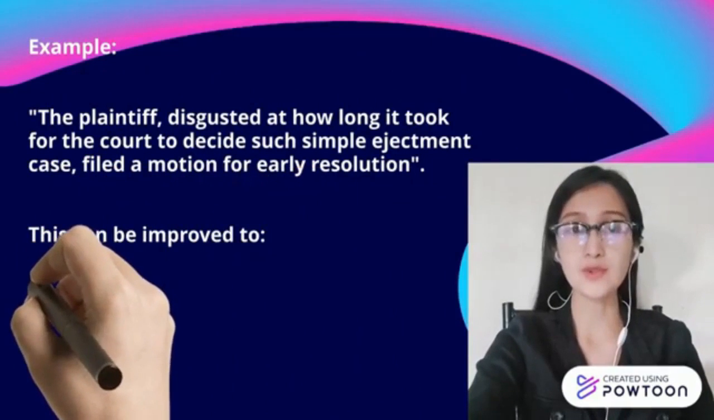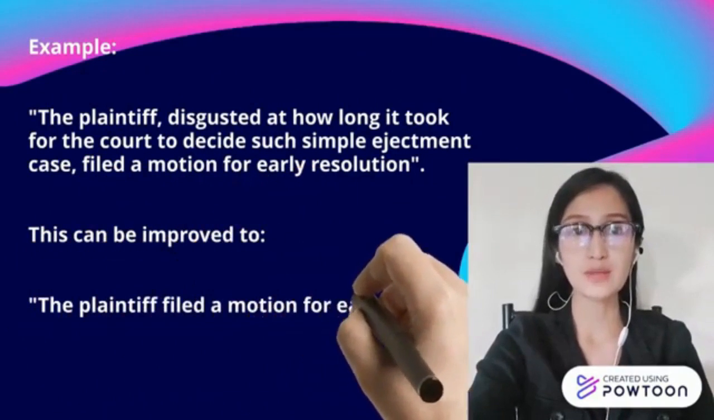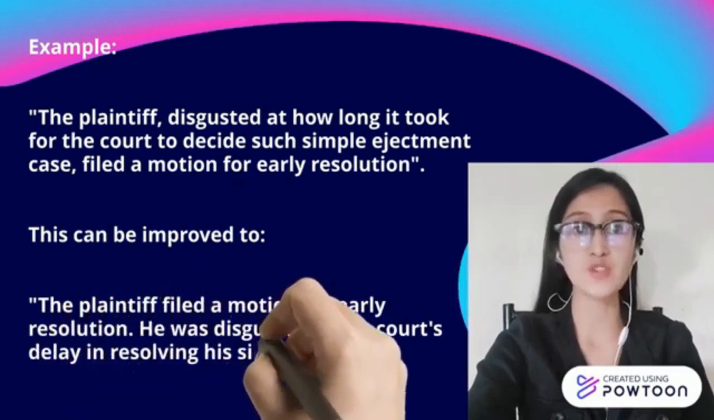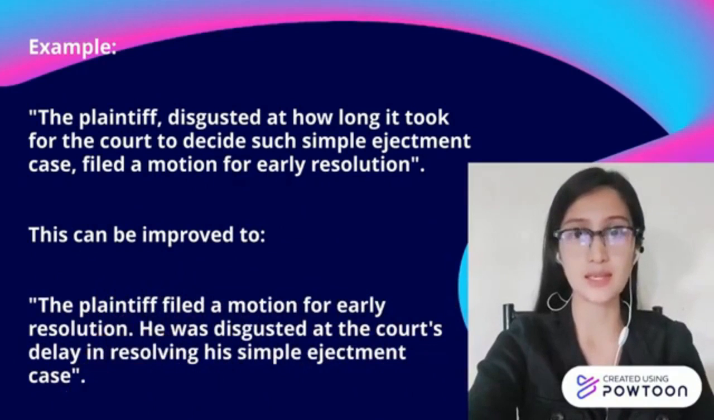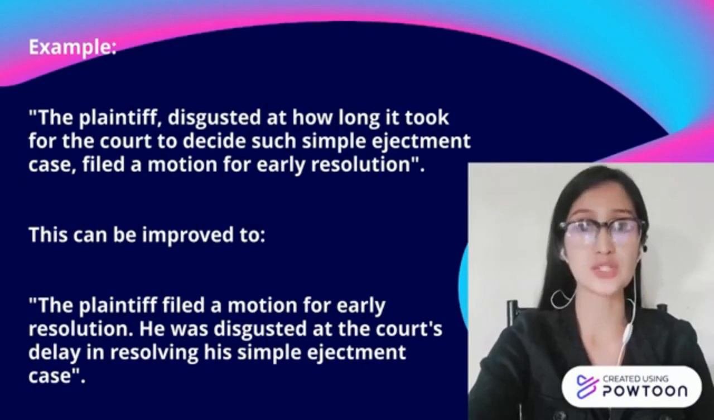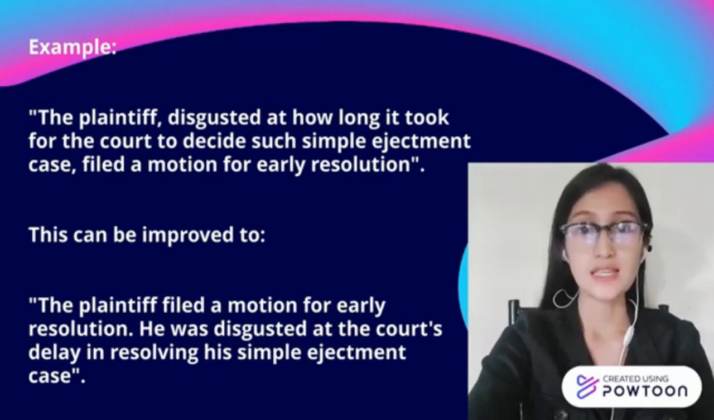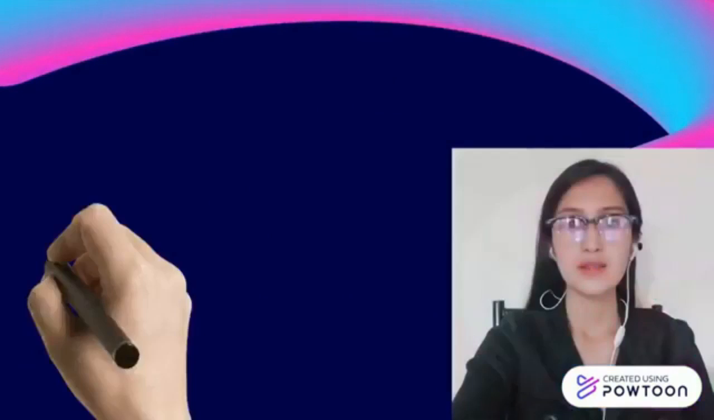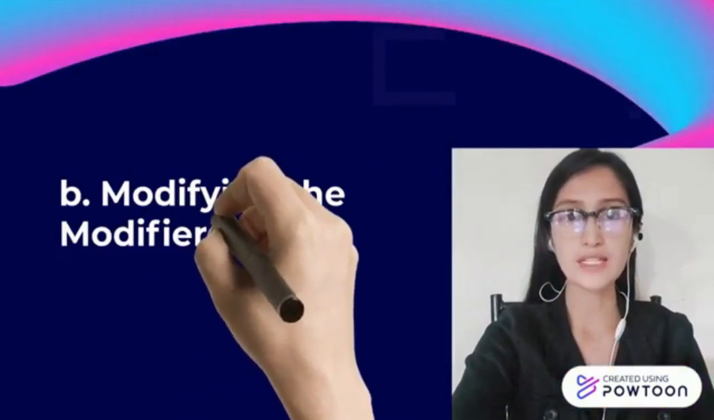Well, this can be improved too. The plaintiff filed a motion for early resolution. He was disgusted at the court's delay in resolving his simple ejectment case. As you can see of the two examples, the second is the most understandable and simple one. There are no modifiers inserted. It is easy and understandable compared to the first sentence. Letter B. Modifying the modifiers.